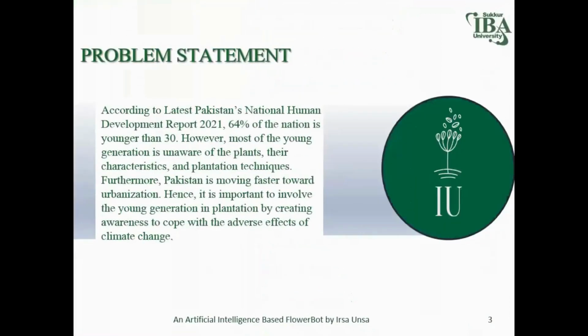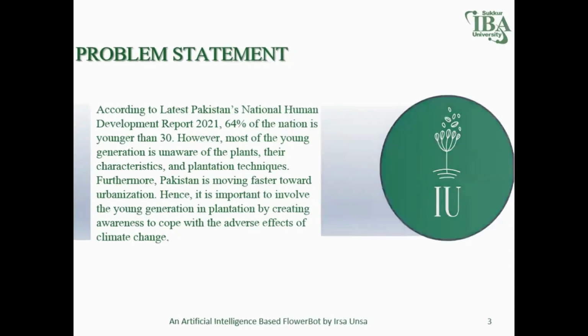So starting from the problem statement, according to the latest Pakistan National Human Development Report 2021, 64% of the nation is younger than 30 years. However, most of the young generation is unaware of the plants, their characteristics, and plantation techniques. Furthermore, Pakistan is moving faster towards urbanization. Hence, it is important to involve the young generation in plantation by creating awareness to cope with the adverse effects of climate change.